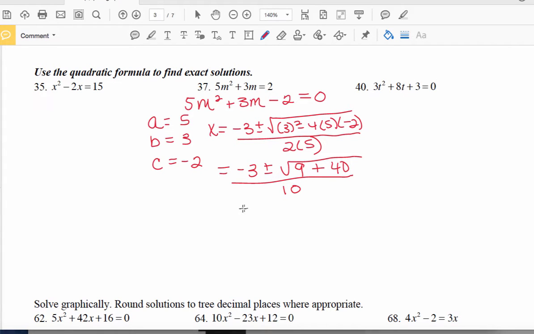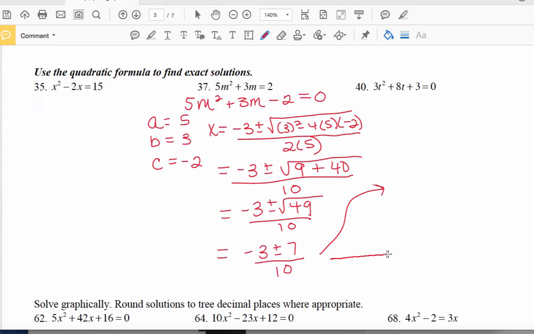2 times 5 underneath is 10, and the reason that I think it's easy is because I realized that when I add 9 to 40, you get 49, and that's a perfect square. So I get negative 3 plus or minus 7 all over 10. And now we're going to go ahead and split that up. I get negative 3 plus 7 all over 10, and I get negative 3 minus 7 all over 10.